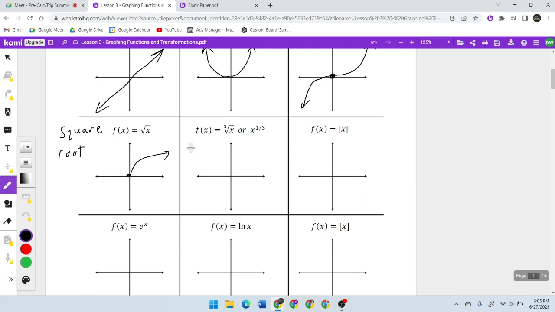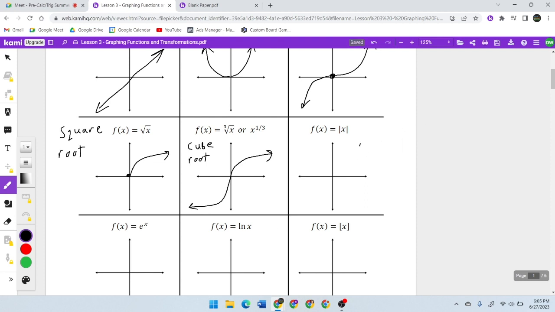The next one is called the cube root. What's interesting about a cube root is that we can have negative cube roots, which means that the graph will look like this. It's kind of a continuation of the square root as if it had another tail on the bottom side, basically.